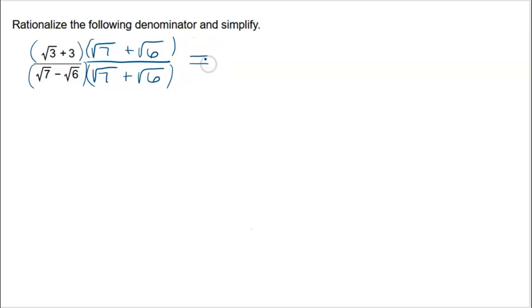So here we go. I'm going to multiply the square root of 3 times the square root of 7. Now, you know you can multiply square roots together if they're the same root. So those are both square roots. So that's going to be the square root of 21. Then I'm going to multiply the square root of 3 times the square root of 6. So that's going to be the square root of 18.